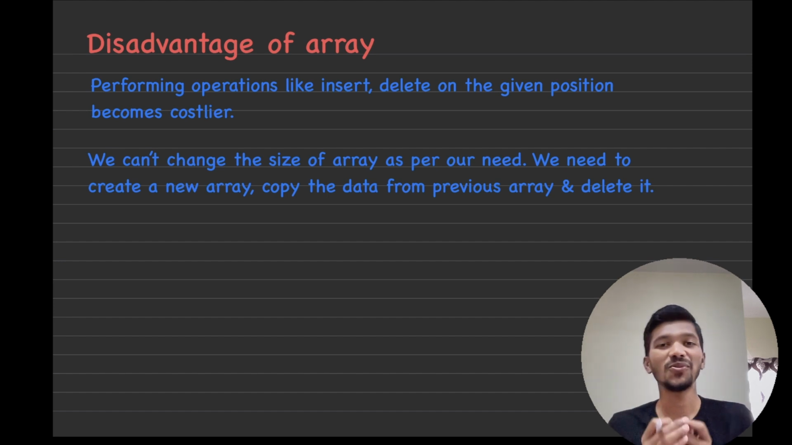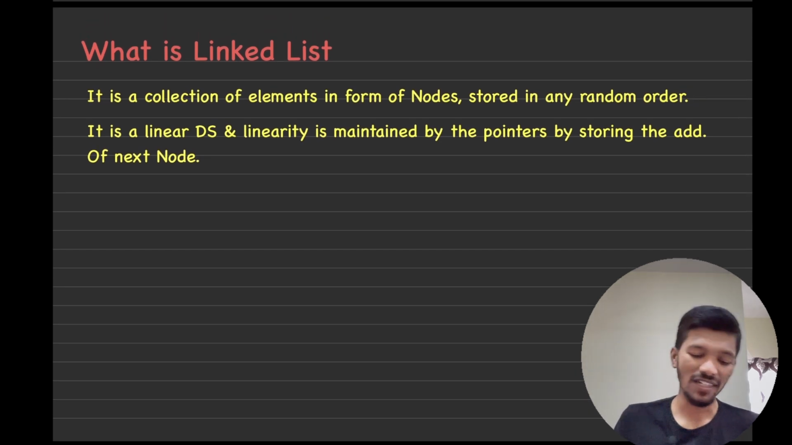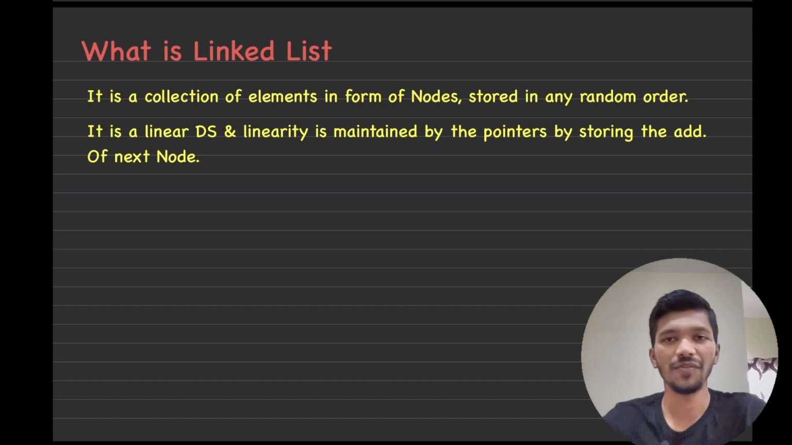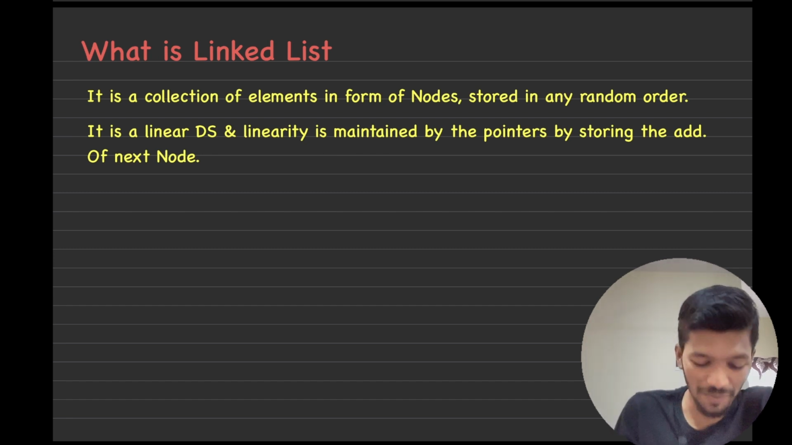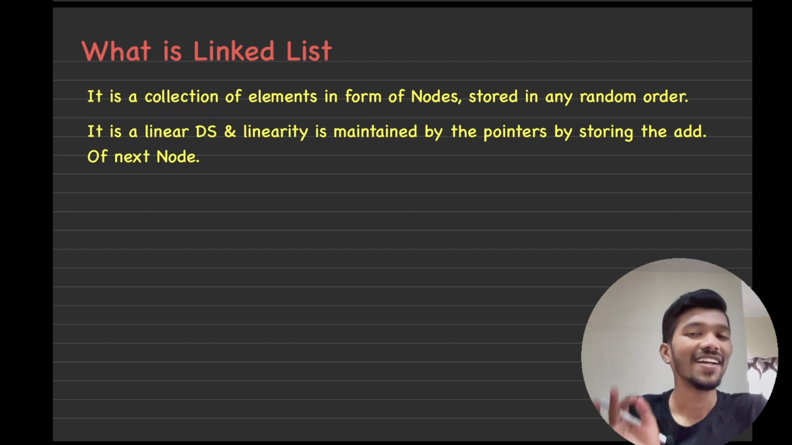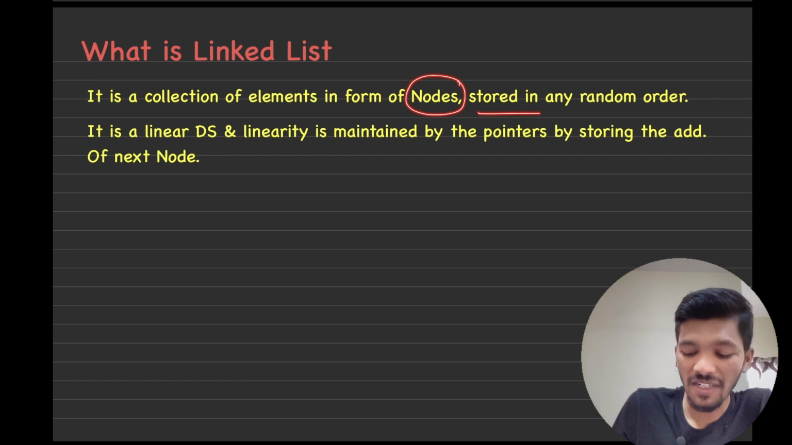So I hope you understood the disadvantages of an array, which lead us to why we need a linked list. Now let's understand what we mean by a linked list. We know that the definition of an array is a collection of elements. A linked list also says that it is a collection of elements, but in a linked list, elements are stored in the form of nodes, and they are stored in a random order.